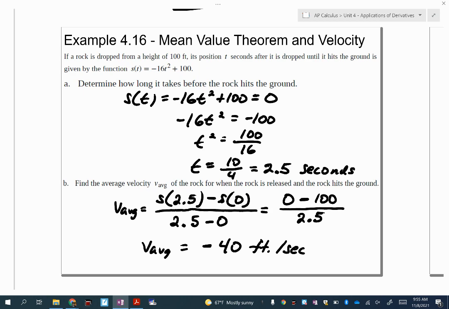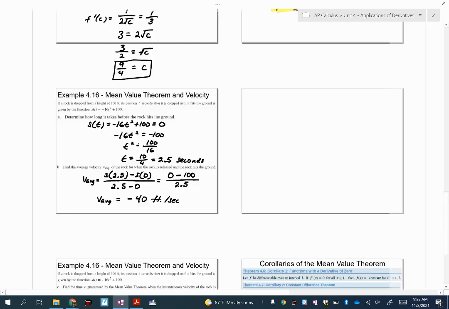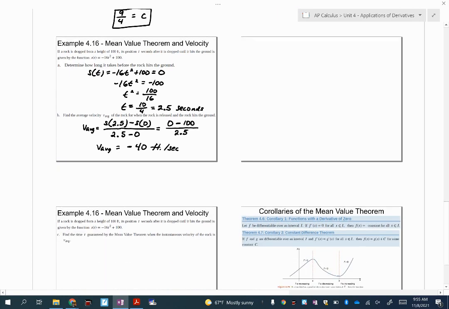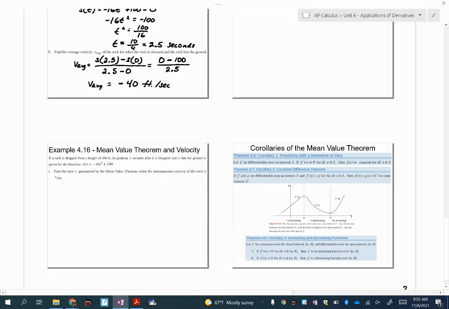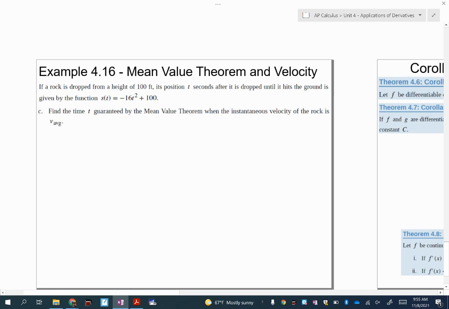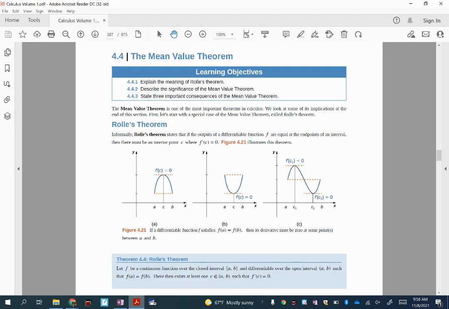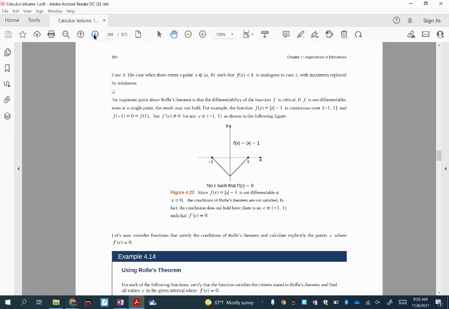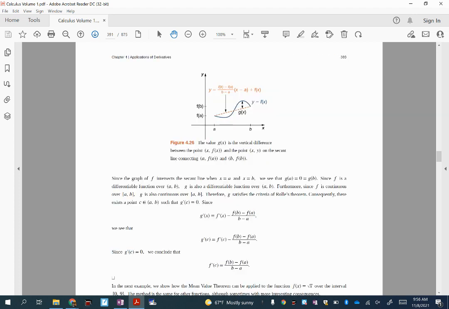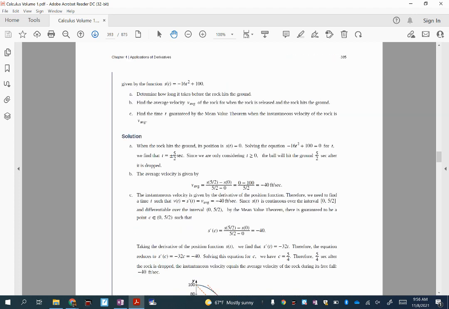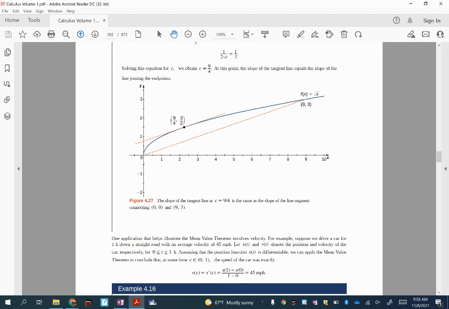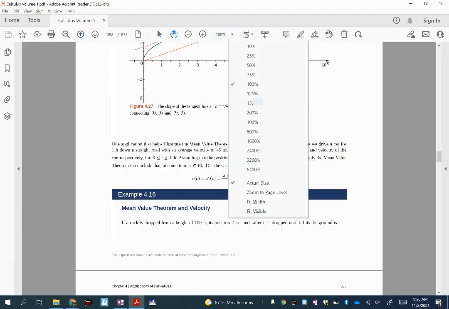Now, what the application of the mean value theorem and velocity means here is that the instantaneous velocity of the rock at some point must equal that average velocity. So let me actually go to the textbook here and show you something that will kind of help you right here. Okay, so I'll zoom in a little bit, not too much.